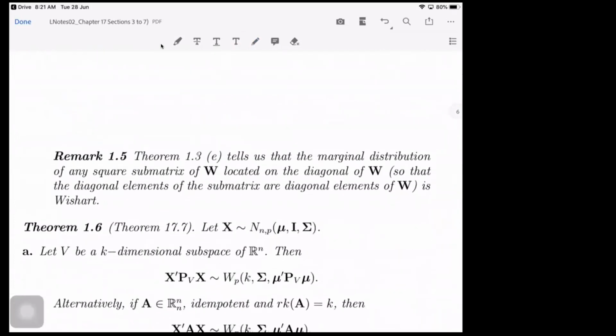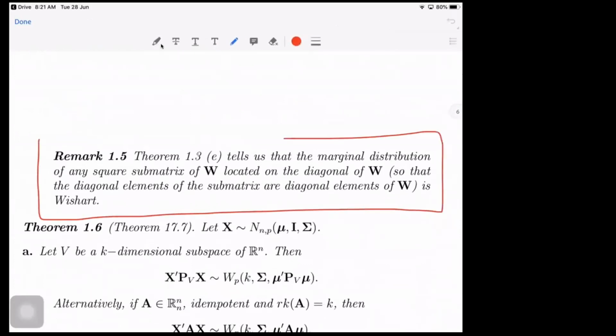So I just want to give this remark. This remark is not in the notes which I uploaded earlier. I just made this remark last night. So you can screenshot this or copy it. So this is about the marginal distribution.